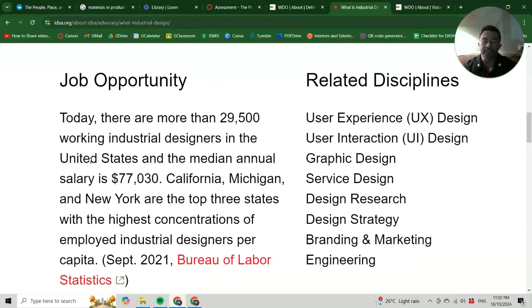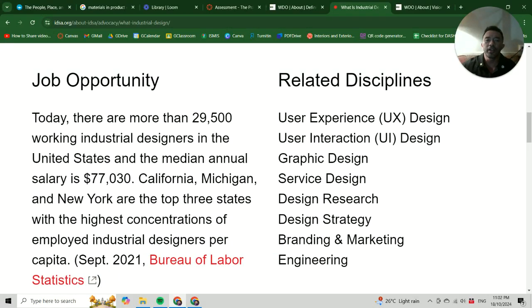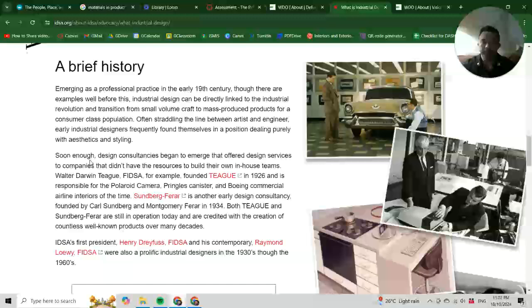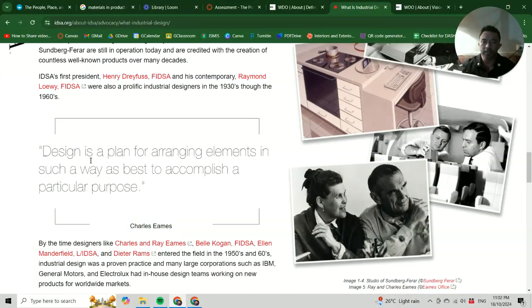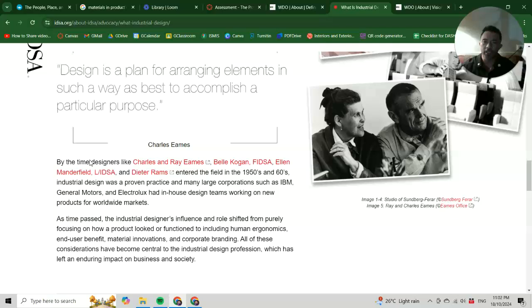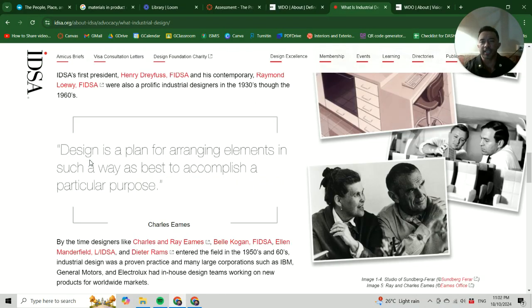Other related disciplines of industrial design are user experience, which is UX, user interaction design, which is UI, graphic design, service design, design research, design strategy, branding and marketing, and engineering. So I hope that clears somehow what the definition of industrial or product design is.